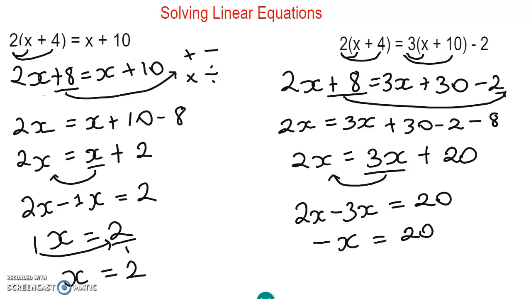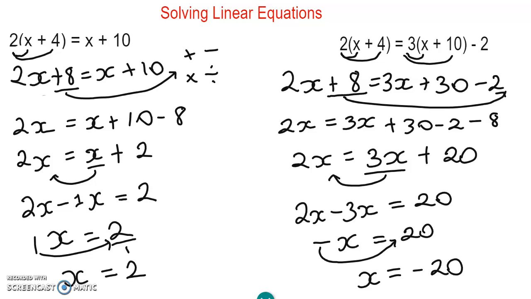And the final step is very simple. We just have to move this minus sign onto the other side, but this time it doesn't change because it's not in front of anything. So the final answer is just x equals minus 20.